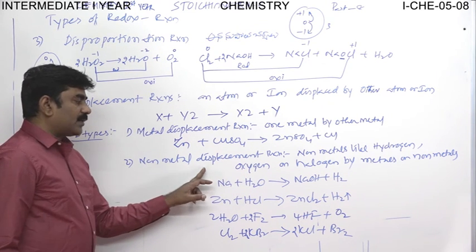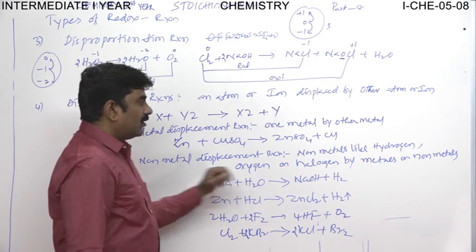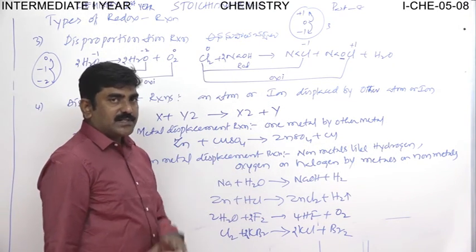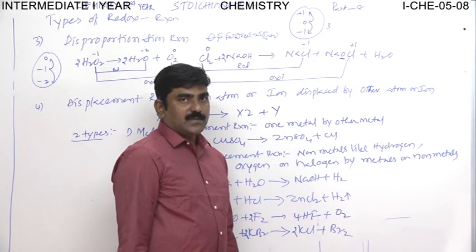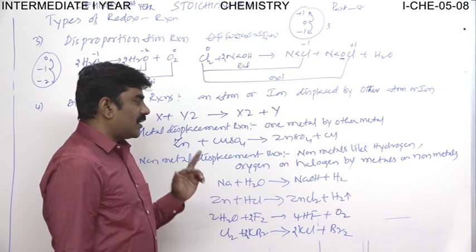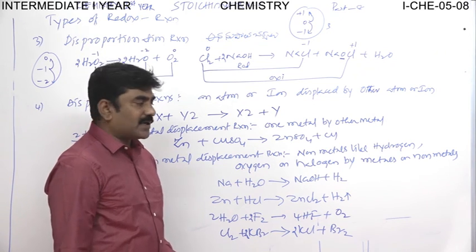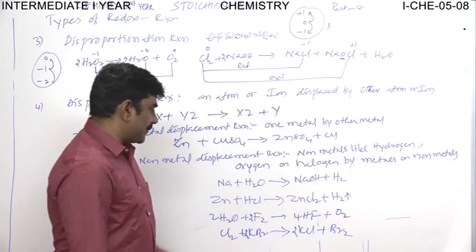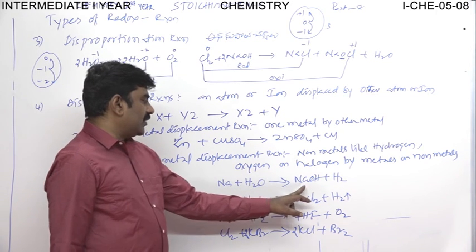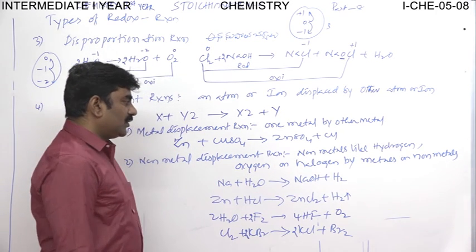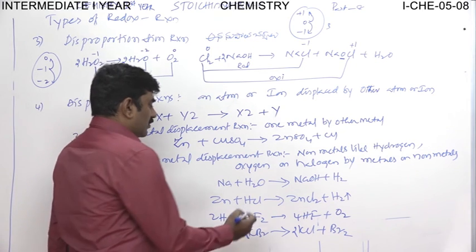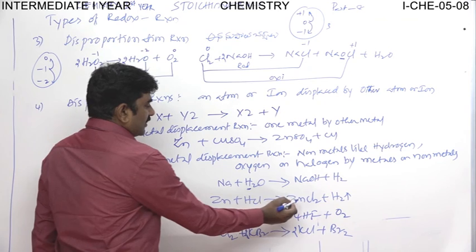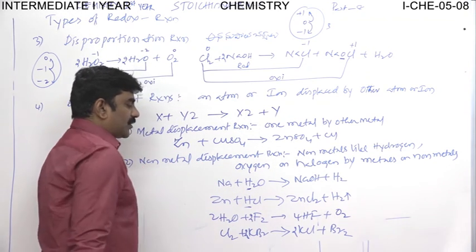In non-metal displacement reactions, non-metals like hydrogen, oxygen and halogens will be displaced by metals or non-metals. For example, sodium plus water will give NaOH and H2. Here hydrogen is displaced by sodium. Zn plus HCl gives ZnCl2 plus H2. What is displaced? Hydrogen is displaced.